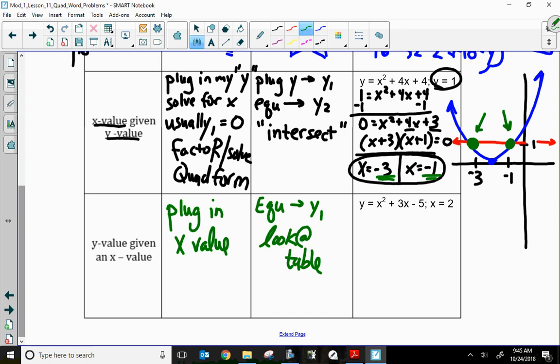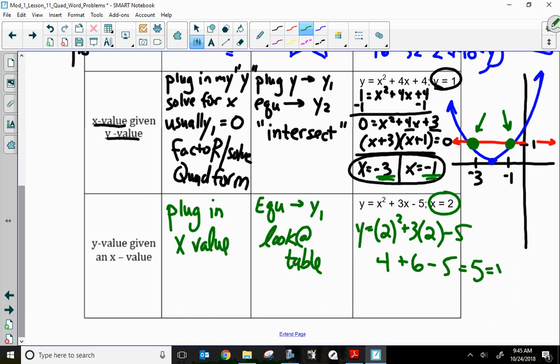Meaning, x equals 2 here, right? So y equals x squared plus 3 times x minus 5. X is 2, so that's what I'm going to plug in. 4 plus 6 minus 5, and that equals 5. That's your y value. All right? Those are 4 kind of critical points that we reviewed, both how to do them algebraically and how to do them in the calculator. And now I think we should probably go ahead and do some of these problems, okay?